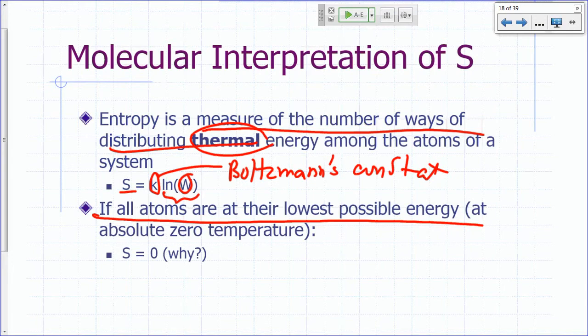What's the natural log of 1? 0. That's why it's convenient to define the entropy at absolute 0, where you don't have any thermal energy to distribute, to be 0. So entropy is 0, and there's only one way of doing things.